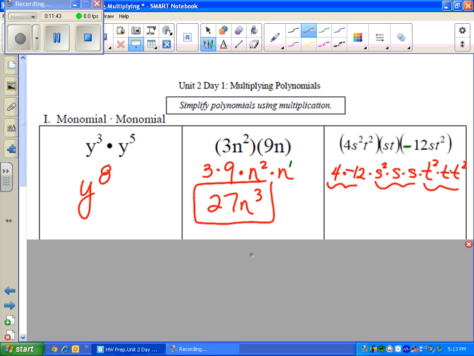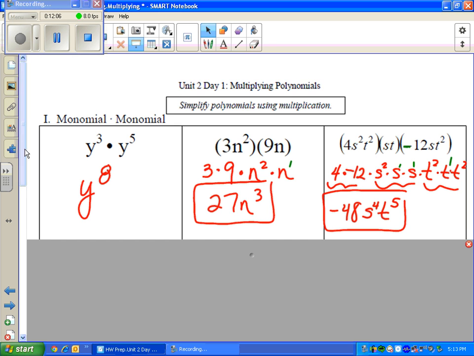So 4 times negative 12 gives me a negative 48. Don't forget on the S's here that these guys have a little 1, so we're going to add all those guys up. So the 2 plus 1 plus 1 are the S to the 4th. And then 2 plus 1 plus 2, this is going to give me T to the 5th.